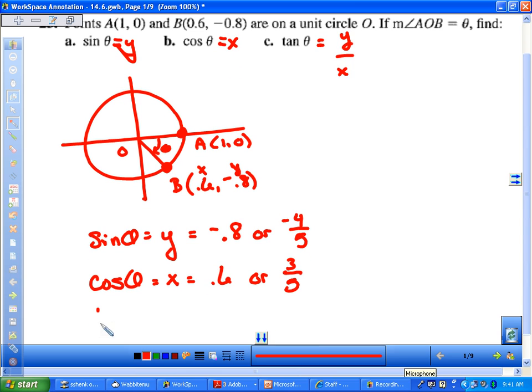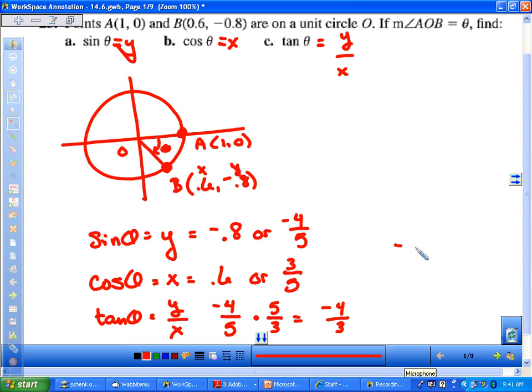And then tangent, you told me, was y divided by x. So our y coordinate was negative 4/5. Now we're not going to divide by 3/5. We're going to multiply by the reciprocal 5/3. And what will happen to the 5s? They'll cancel out, giving you negative 4/3. Okay. So negative 0.8 or negative 4/5, 0.6 or 3/5, and then negative 4/3.